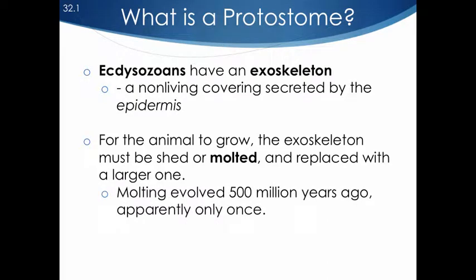So molting evolved 500 million years ago, and apparently it's only evolved once. You don't really need to know that very much, but we'll be talking a lot about when things evolved and what evolved. You don't really need to know it, but it's better for you to graph out the evolutionary pattern of all these organisms, just for a better understanding.